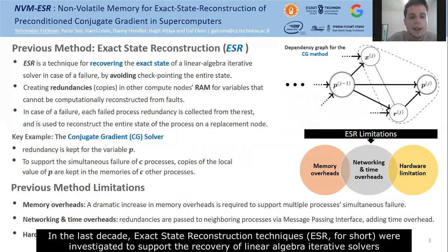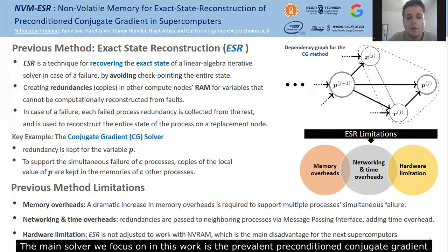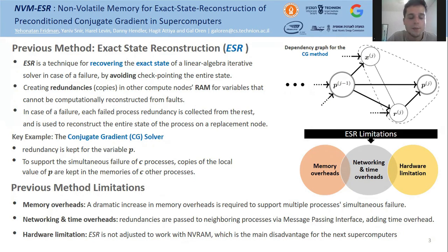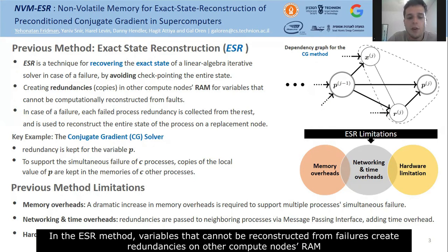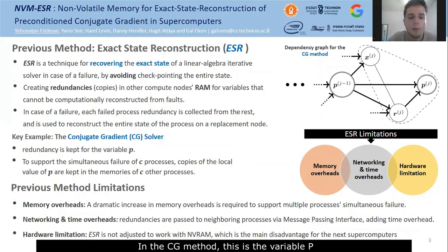In the last decade, exact state reconstruction techniques, ESR for short, were investigated to support the recovery of linear algebra iterative solvers by avoiding checkpointing the entire computation state. The main solver we focus on in this work is the prevalent preconditioned conjugate gradient. In the ESR method, variables that cannot be reconstructed after failures create redundancies on other compute nodes' RAM. In the CG method, this is the variable P.